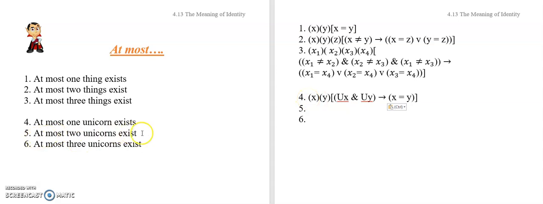How would you say at most two unicorns exist? See if you can figure it out now. Pause. Okay, so I'll get you started with a little bit of a hint, okay? It's going to look something like this, all right? Except you're going to have a third quantifier, and you're going to say, if X is a unicorn and Y is a unicorn and Z is a unicorn, then something holds that guarantees there's not three, okay? At most two. So then what follows here? It's going to be something like this.